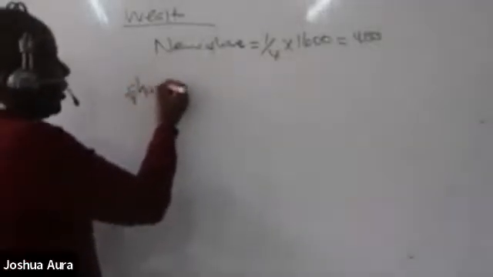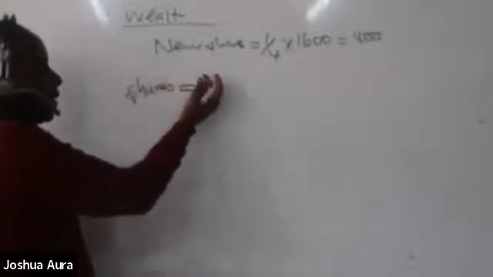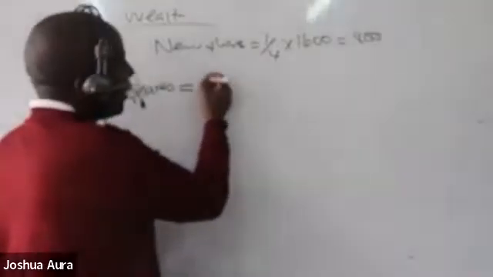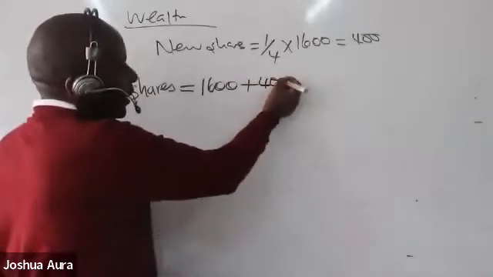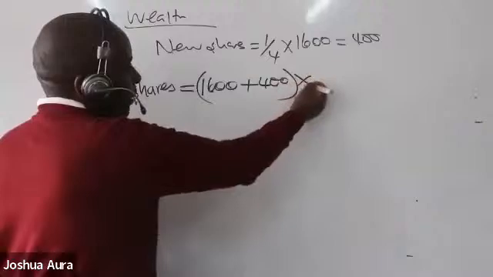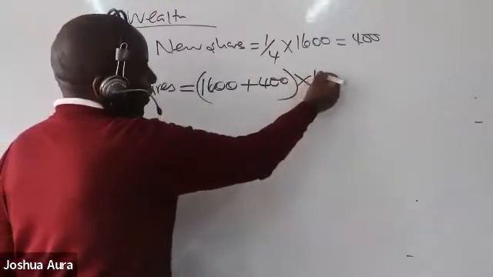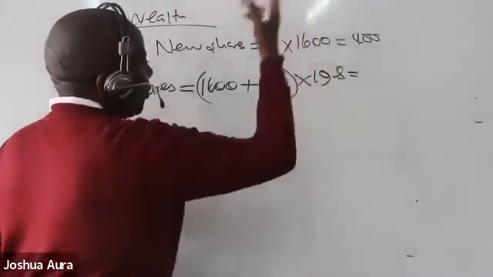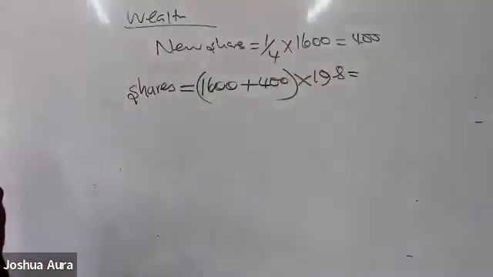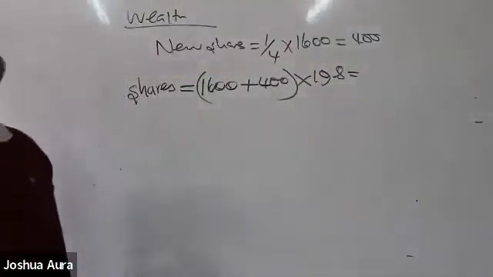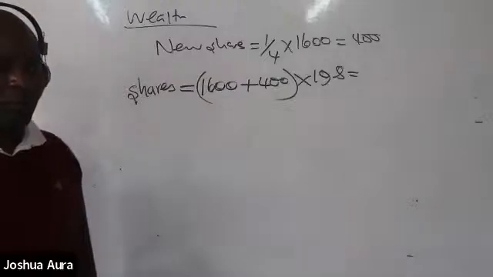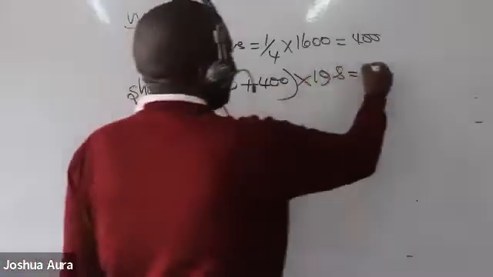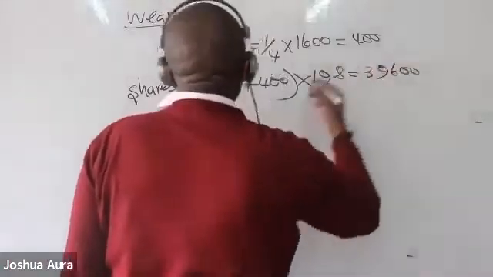So how many shares does this guy have here? He has 1,600 plus 400. We multiply this with what here? 19.8, which will give us $39,600.